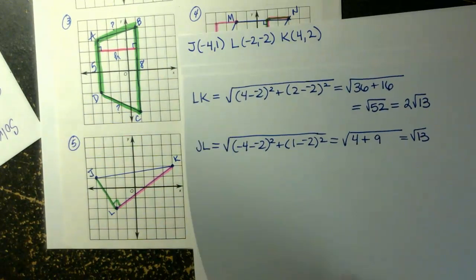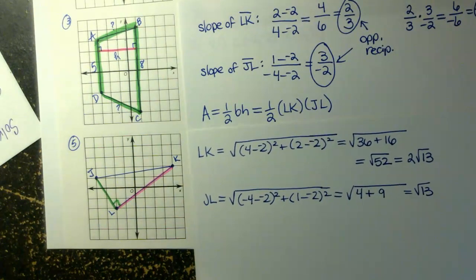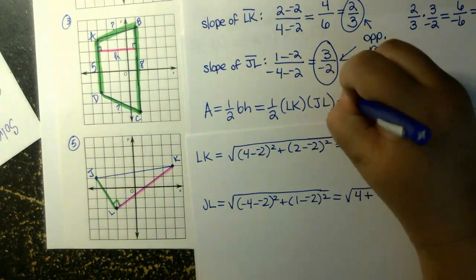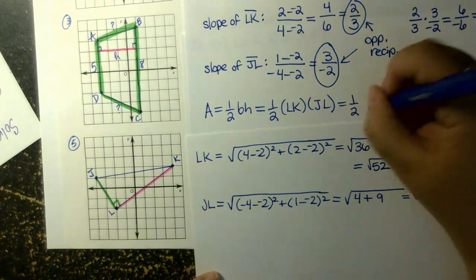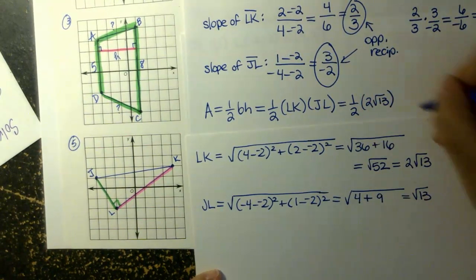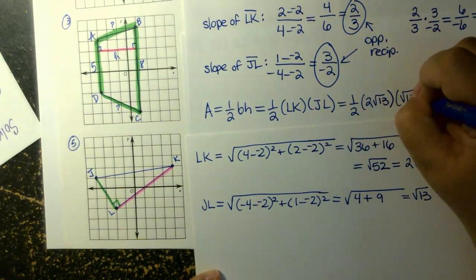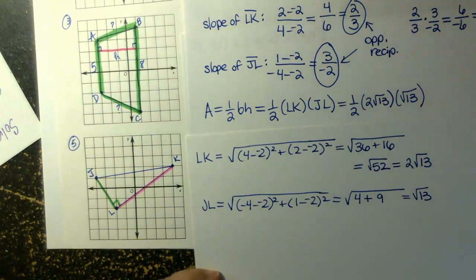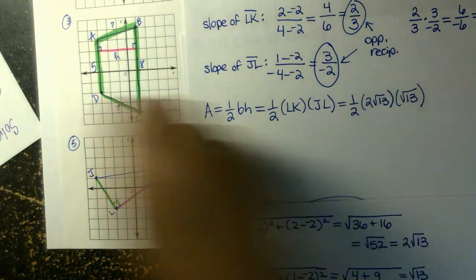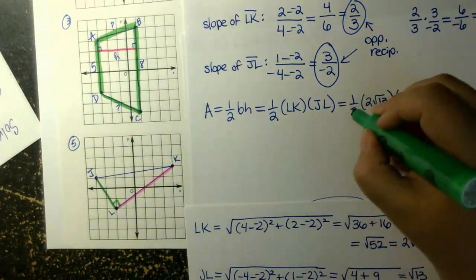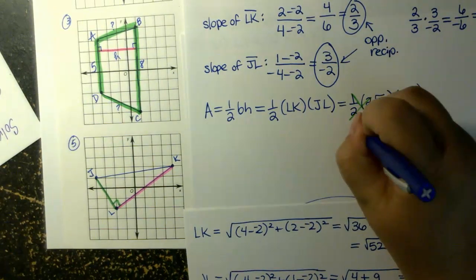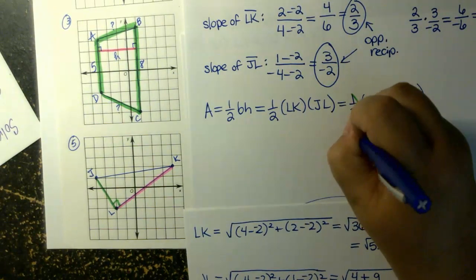All right, so when I'm doing the area formula, 1/2 LK, which is 2√13, times JL, which is just √13. 1/2 times 2, those are going to cancel. 1/2 times 2 over 1 is just 1. And then √13 times √13 is just 13. So there's my area.